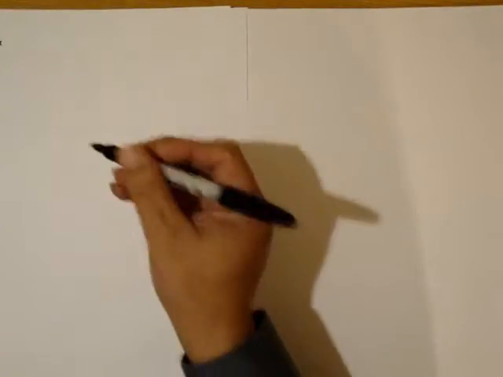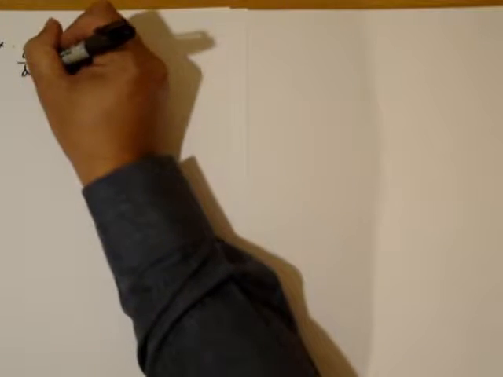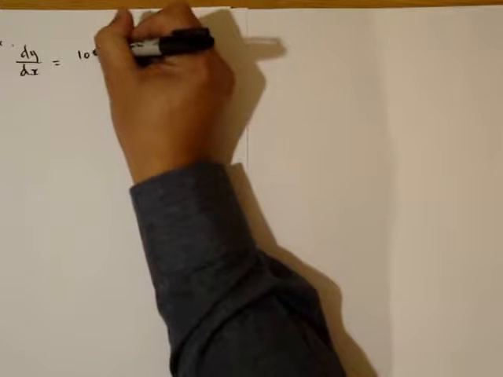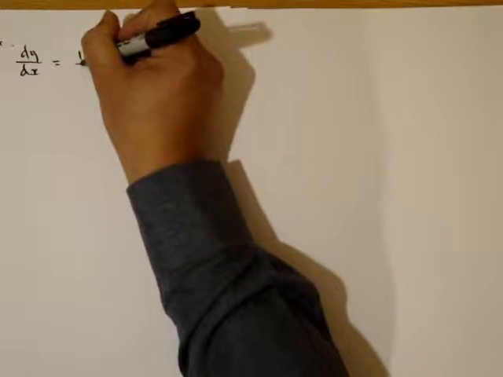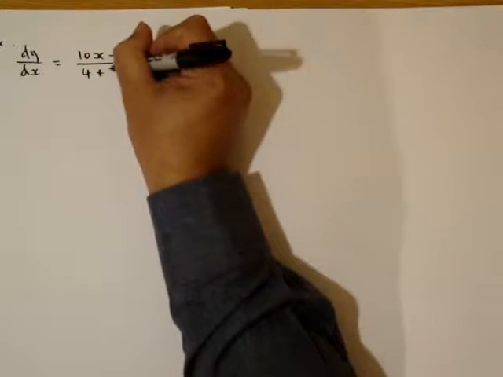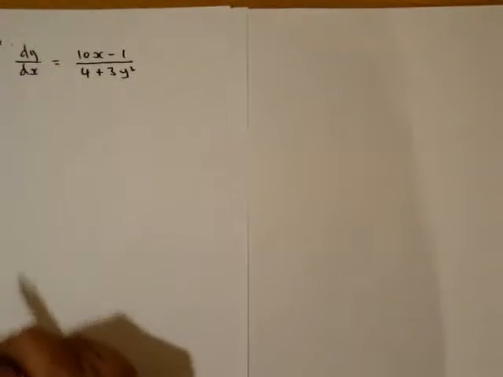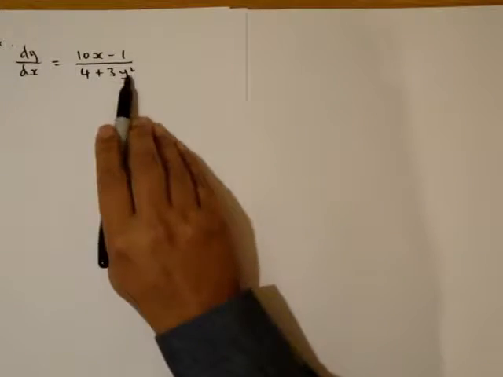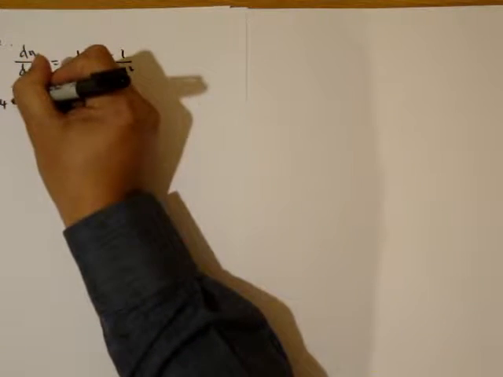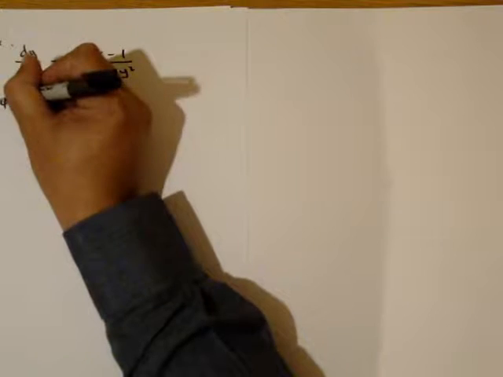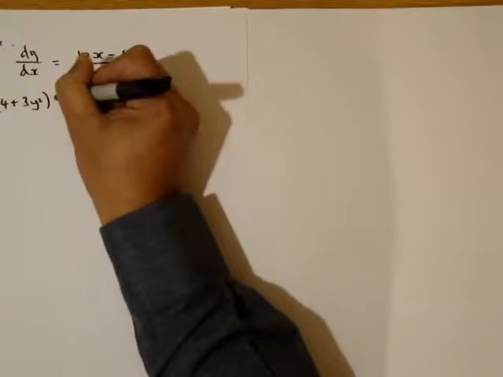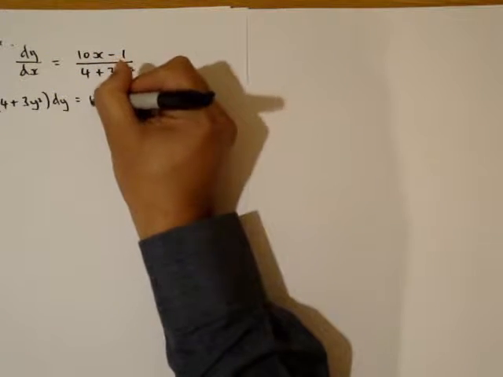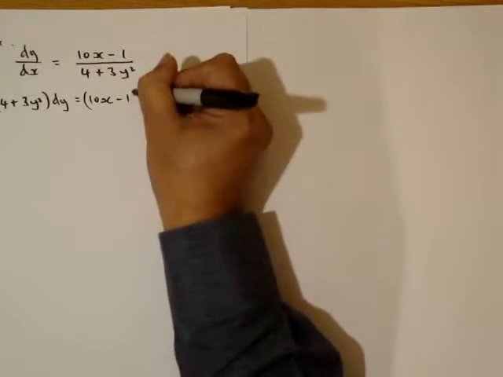Okay, let's have a look at solving differential equations by separating the variables. So if we have dy over dx equals 10x minus 1 over 4 plus 3y squared. So separating the variables, we bring the x's to one side and all the y's to the other side. So let's bring this to the other side, so this becomes 4 plus 3y squared, and bring the dx to this side, leaving the dy here, so dy, and this then becomes 10x minus 1 dx.